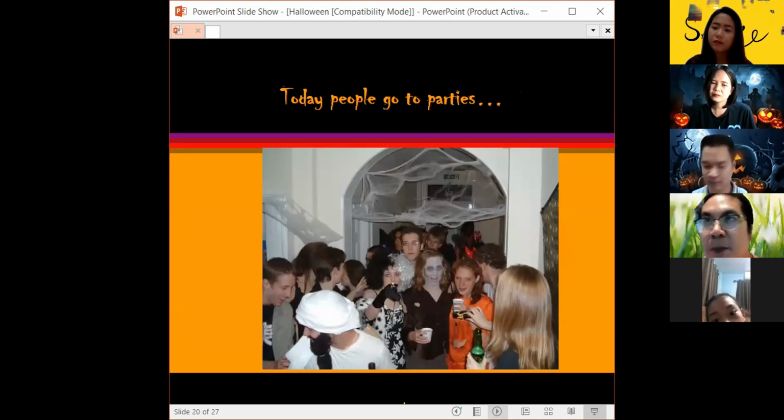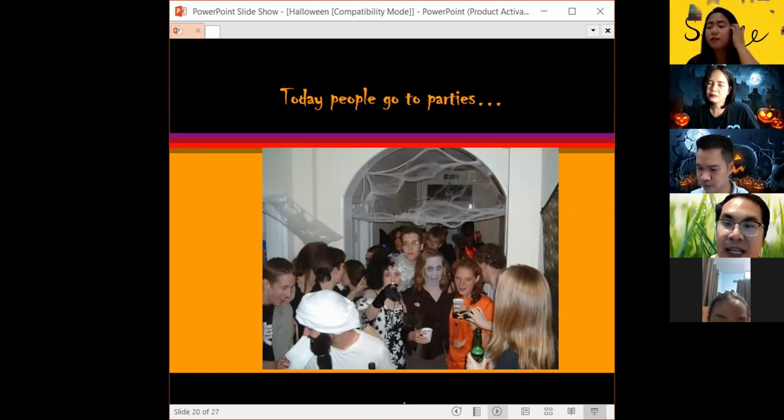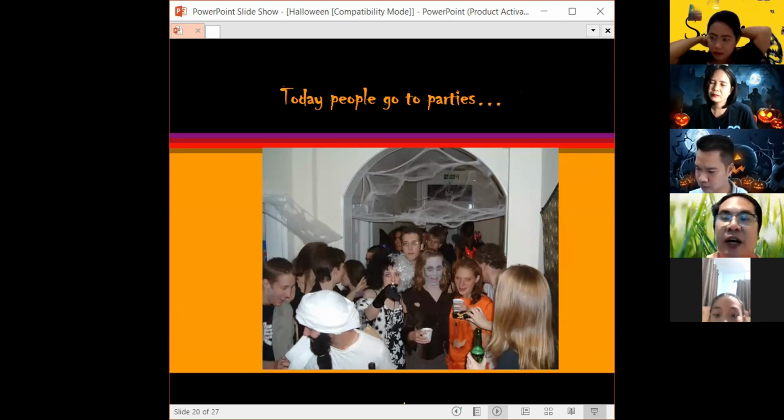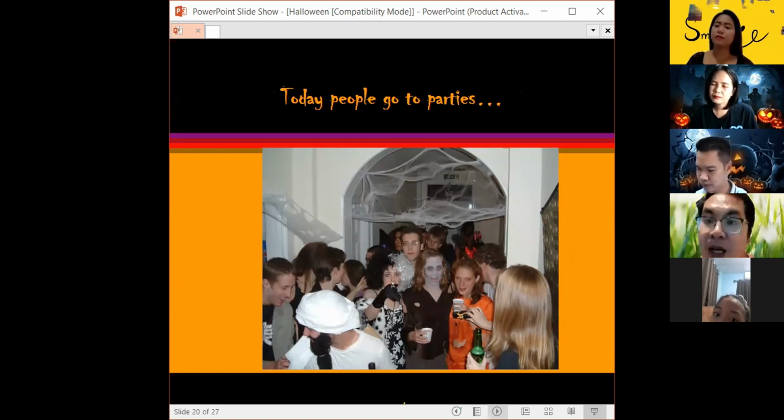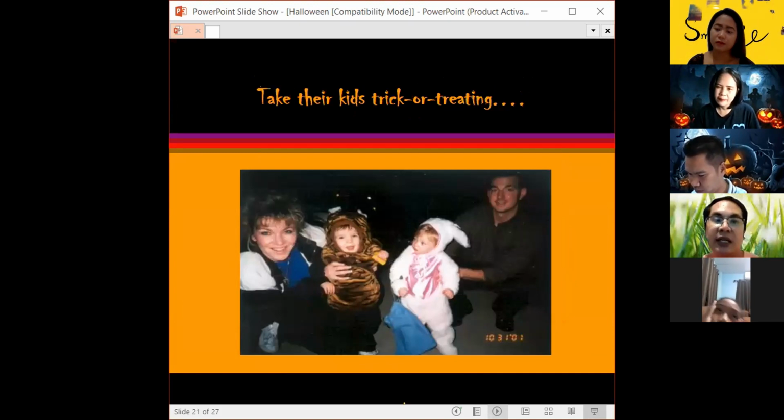All right, today's parties. Many people or many relatives nowadays are having a party in their house to celebrate Halloween. They invite their relatives to celebrate with them. They wear costumes, they have food, and then they share some food and they party. How about the kids? They are going to have the trick or treat.